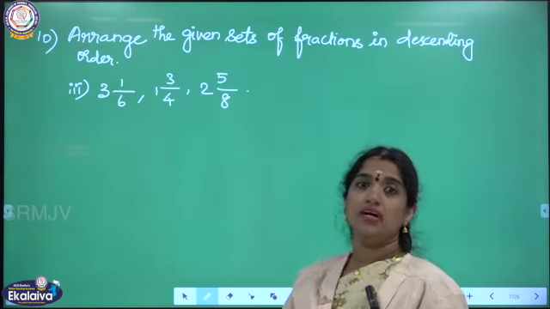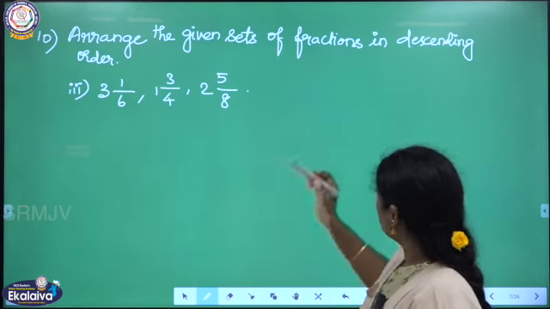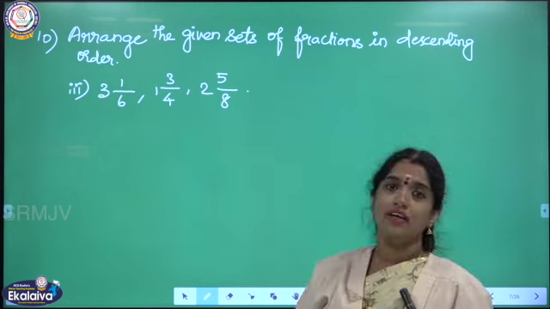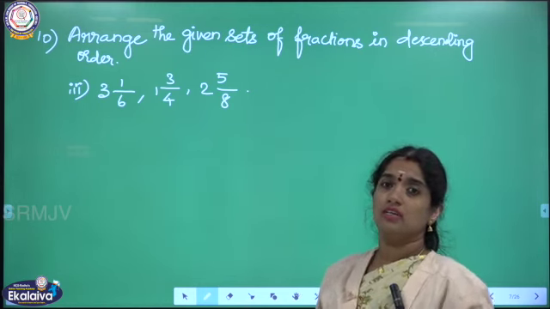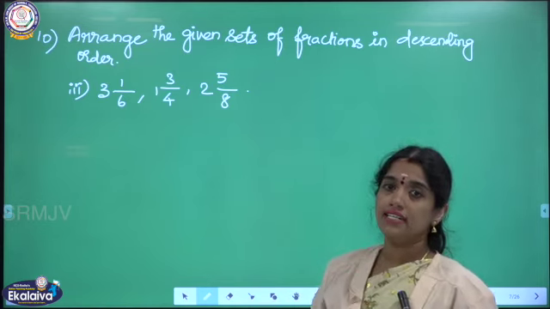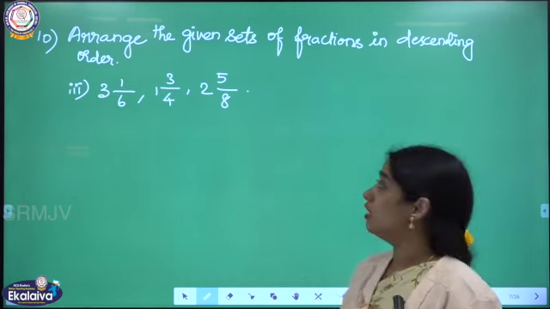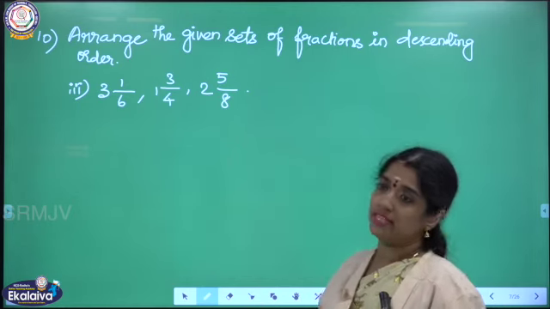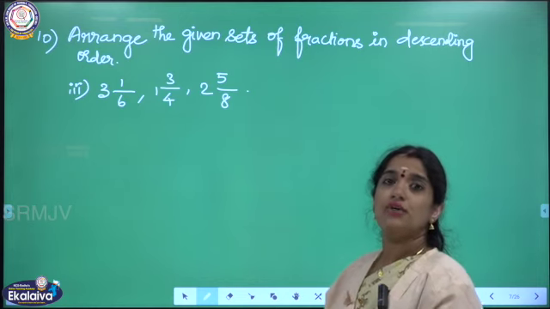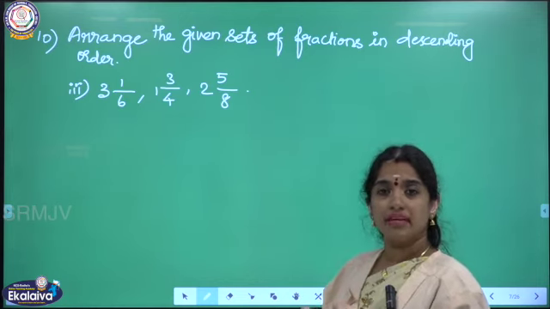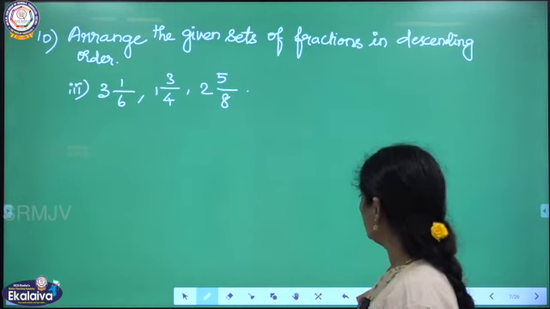Now see your 10th sum. Arrange the given set of fractions in descending order. The same thing, you have to arrange from big to small. Ascending means small to big. Descending means big to small. The steps are all the same. Only while writing the answer, you have to arrange from greater to smaller number. Got it? Shall we move on to the sum?